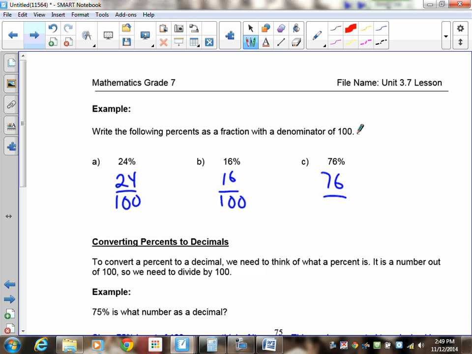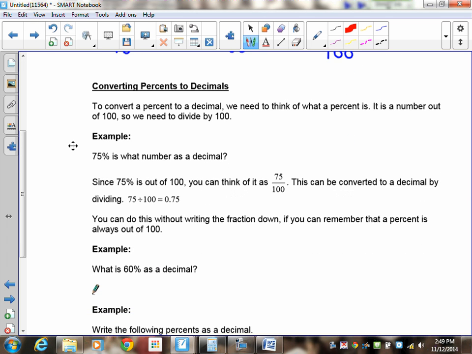That's why I only give you 5 seconds. If you knew that a percent was out of 100, putting that as a fraction became very easy. Okay. Now, converting percents to decimals.